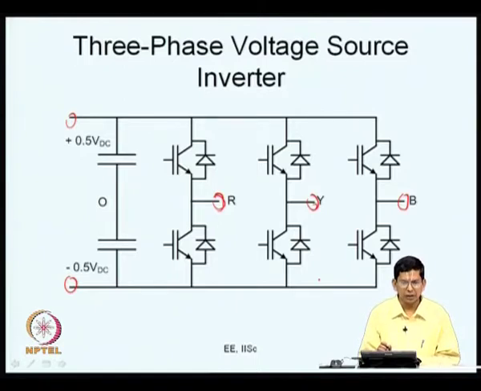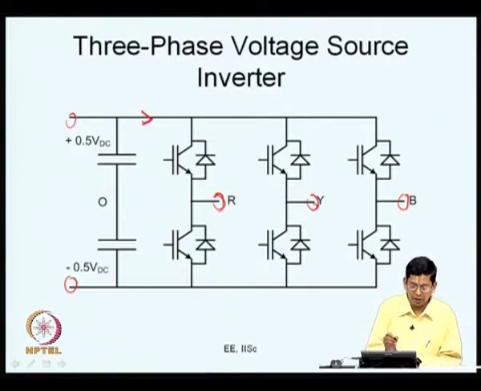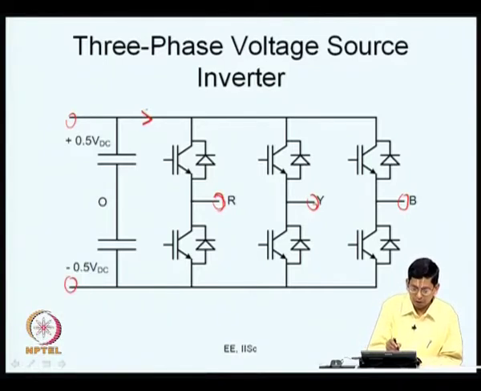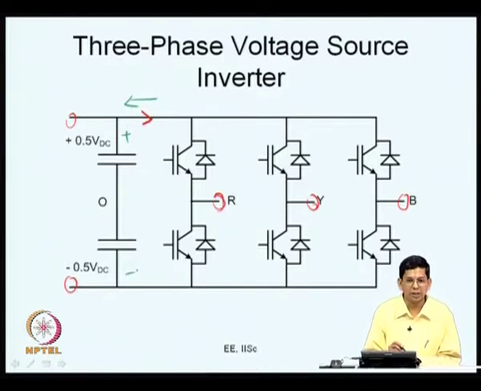As we observed the other day, this converter has a bidirectional power flow capability. Current can flow in this direction as indicated by the red arrow, or it can flow in the opposite direction as indicated by the green arrow. The voltage polarity remains the same, but the current flow direction can reverse. So, once the average current reverses, the power flow direction reverses.